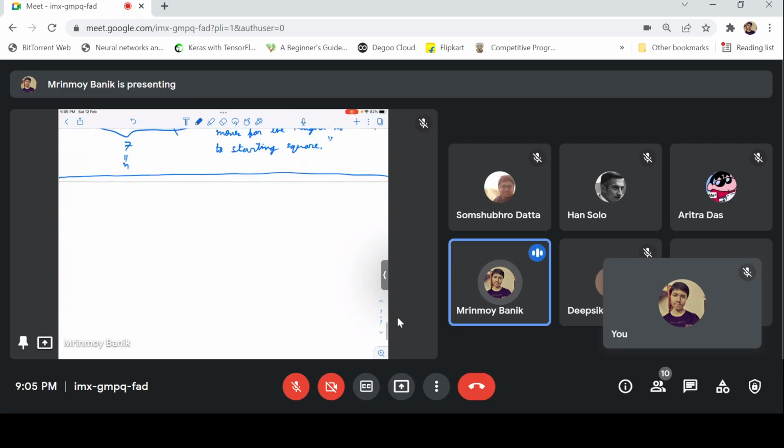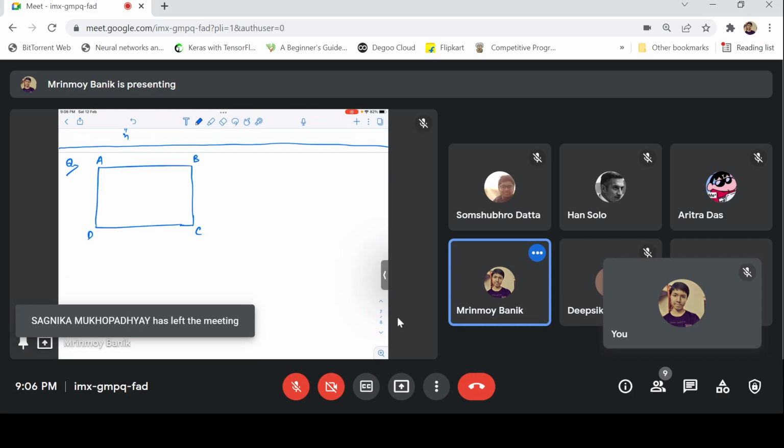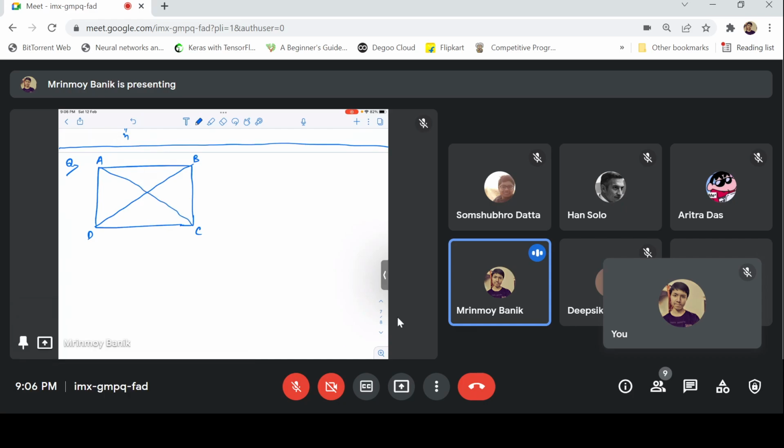No, there's a similar but pretty unrelated puzzle. So suppose you have a rectangle like this, and these are the two diagonals of the rectangle. The intersection point is E.